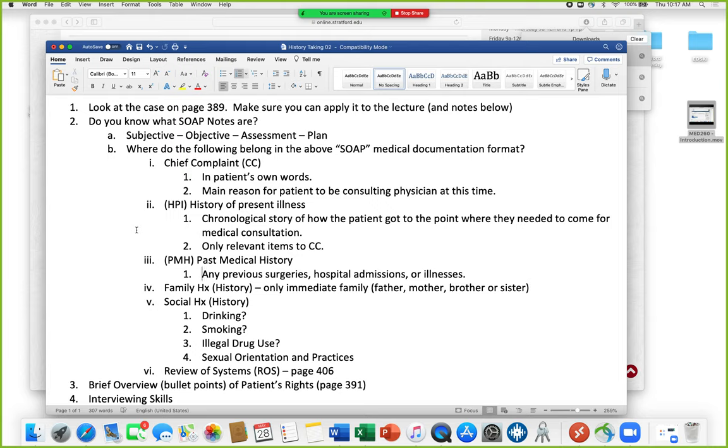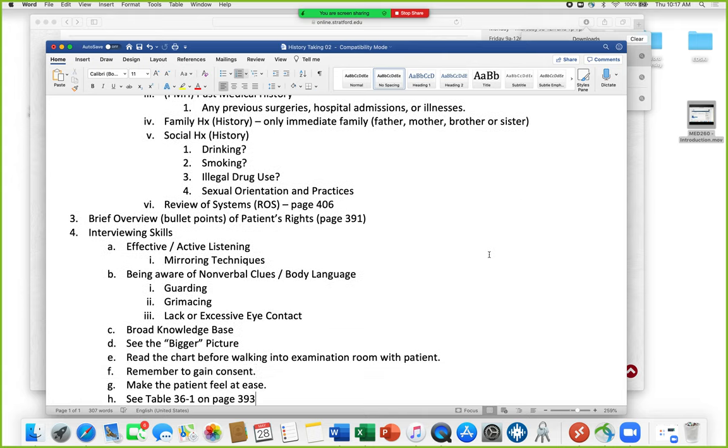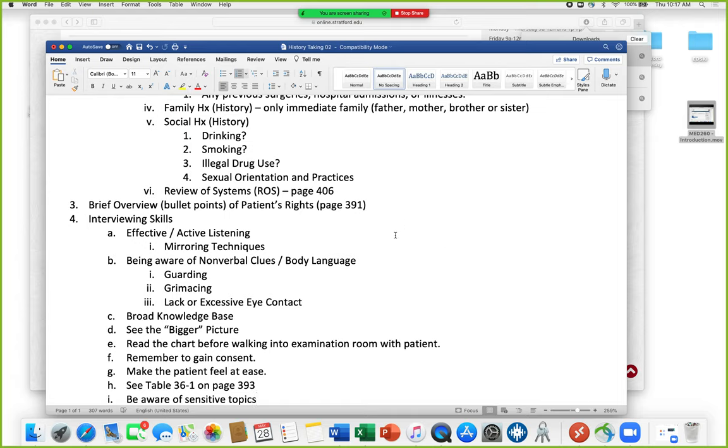Consultation regarding the chronological history of, and it has to relate to the chief complaint. PMH is past medical history, anything, surgeries, hospital admissions, and especially allergies. How many times I've had a patient say, no, I don't have any allergies. That's NKA, no known allergies. And then the next thing you know, oh, I forgot, I'm allergic to penicillin. And you're like, oh, dang it, I just gave him penicillin. Social history, that's hard to ask. That's everything you do at a party or a really bad party, so bad or good, depending how you look at it. Drinking, smoking, illegal drug use, sexual orientation and practices, that's rough. So this is delicate, and be respectful and try to use the best medical terms or the simplest terms possible.